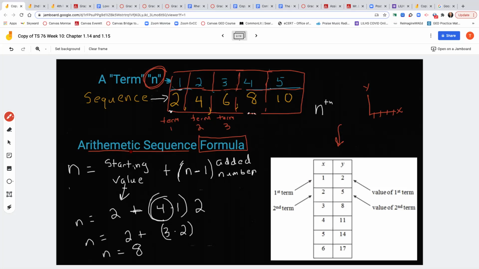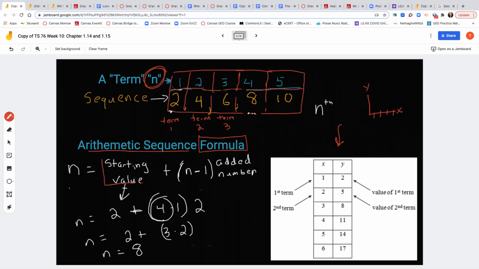So in an arithmetic sequence, the formula is n. This n here stands for which term am I talking about? The first one, the second one, the third one, the fourth term. I can figure out whatever term I'm trying to find out by using this formula right here.